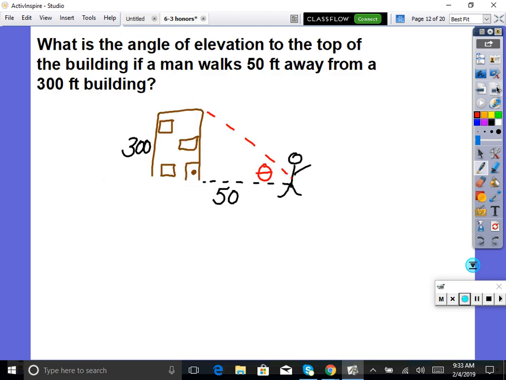Okay, so let's do one more example of the trig stuff. It says, what is the angle of elevation to the top of the building if a man walks 50 feet away from the building that is 300 feet tall? So I've drawn my own picture here. I know my angle of elevation from the ground looking up. What if they would have said a person standing up here and they see a person standing over here, what's the angle of depression from the person up here to the person down here? Wouldn't this theta be in the same spot? Yes. Okay, cool. Just making sure.